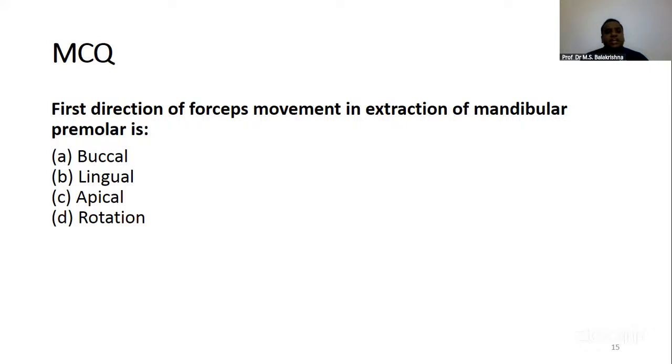Yes, so the first direction is apical and then followed by buccal, lingual, and the method by which you will remove the tooth is by rotation movement. By rotation, you will take it out because this is the premolar tooth.